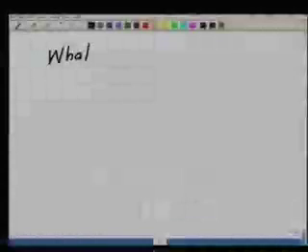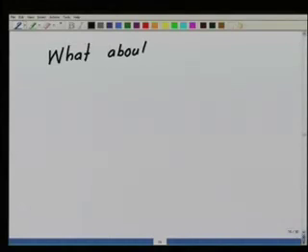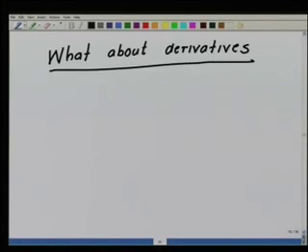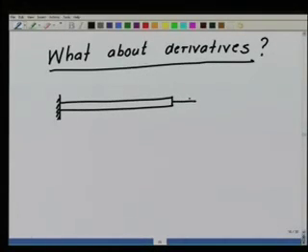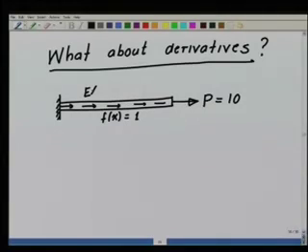Then the question is, what about derivatives? So finally, what we are interested in are the derivatives. The answer is the following. Let's do a simple problem to see what can be an answer to this question. So let us take a case where the bar is subjected to an end load P equal to 10, a uniformly distributed load f(x) equal to 1, material EA equal to 1, K equal to 0.